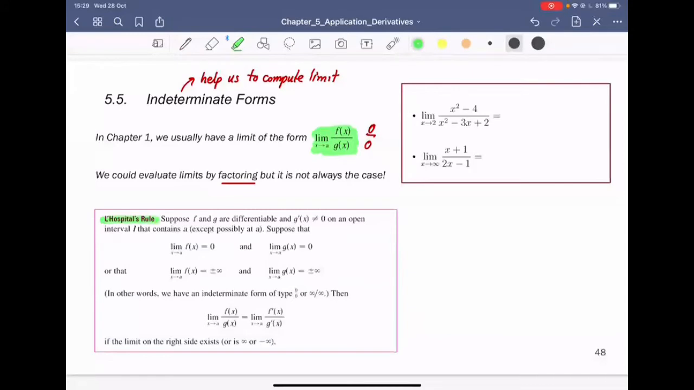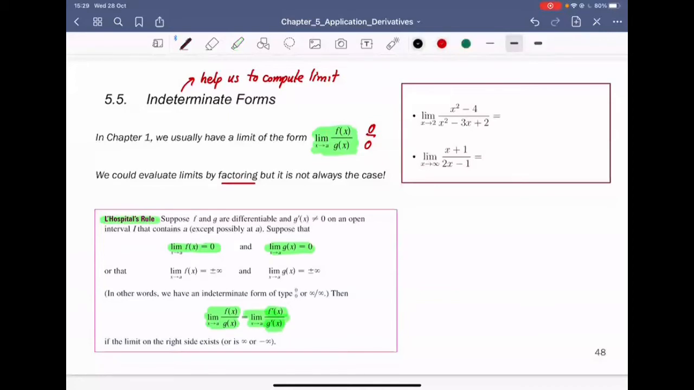Well, this is the statement of the L'Hopital rule. The L'Hopital rule says that if you face the limit f(x) over g(x), and you know that limit of f(x) approaches 0 and limit of g(x) approaches 0, then you can differentiate the numerator, and then you can differentiate the denominator, and then you compute the limit.